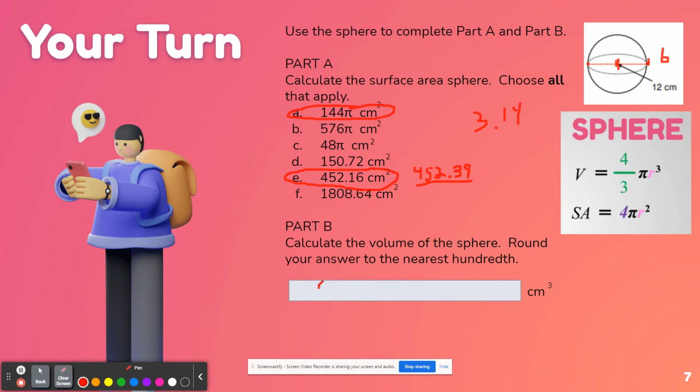Hopefully you come up with 904.79. Oh, I'm sorry. Actually, I made a mistake there. 0.78.